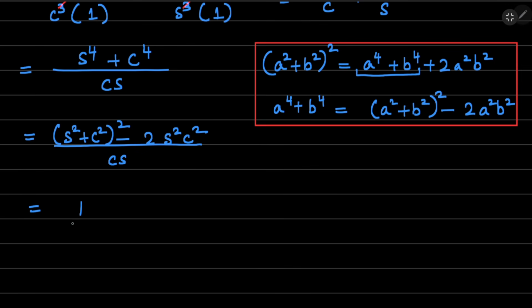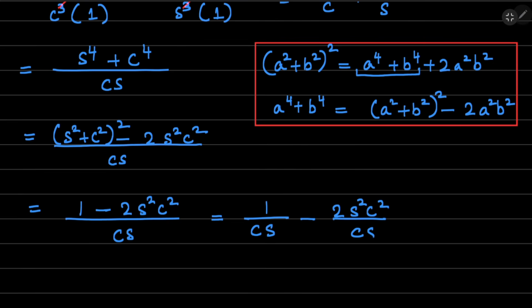1 square is just 1, right? So 1 minus, what did you have? 2 sine square cos square divided by cos into sine. Split the denominator among the numerator terms. So what do you get? 1 by cos into sine minus 2 sine square cos square divided by cos into sine.